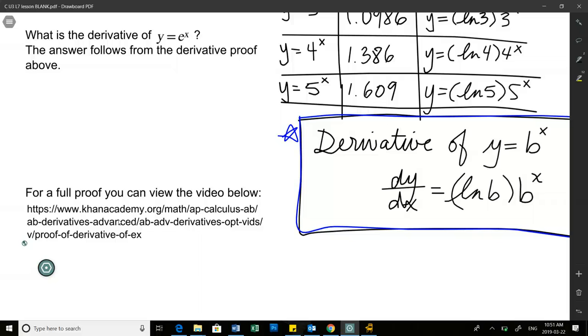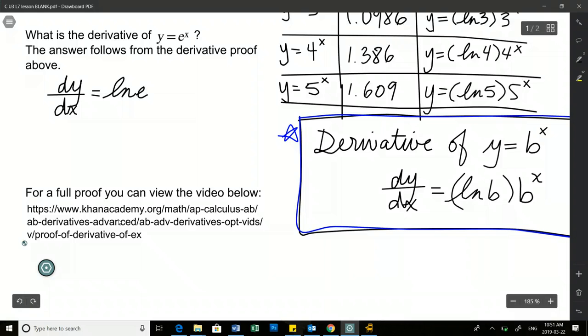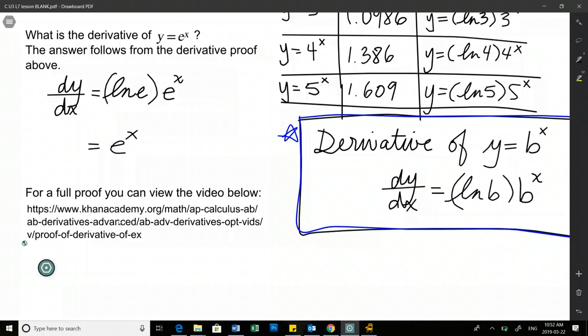So can somebody tell me what my derivative of y equals e to the exponent x is? ln of e, ln of the base, right? Times what? Okay, and what is ln e? Okay, so this is actually a pretty cool function because the derivative of e to the x is itself.